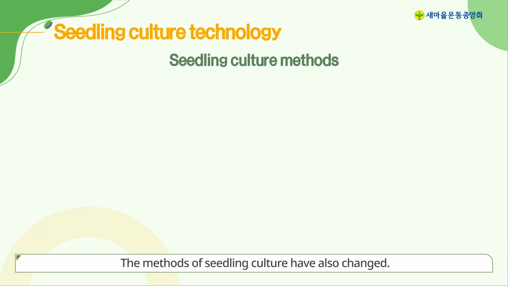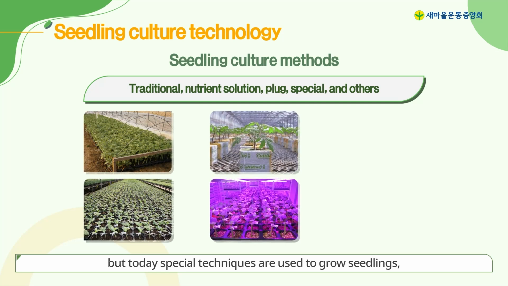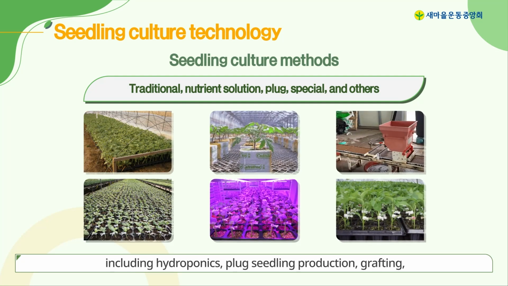The methods of seedling culture have also changed. In the past, farmers sowed seeds in the soil, but today, special techniques are used to grow seedlings, including hydroponics, plug seedling production, grafting, cutting, and other special seedling techniques. This shows a grafted seedling.